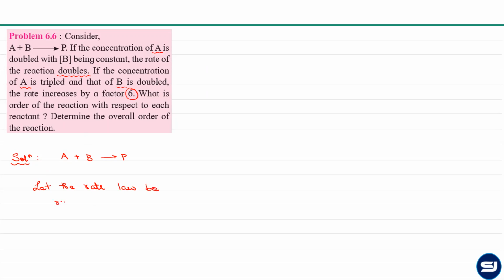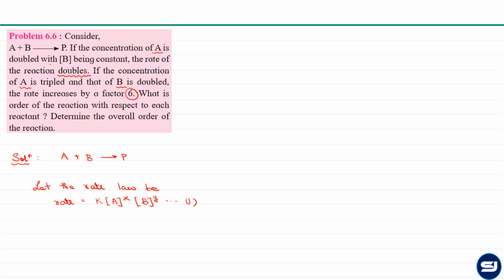कैसे लिखेंगे जनरलाइज रेट लॉ इफ आई डोंट नो द ऑर्डर? K is equal to A raised to X and B raised to Y. रेट इक्वल टू k इंटू A रेस टू x एंड B रेस टू y. ठीक है, ये हमारा रेफरेंस रेट लॉ है. अब देखो फर्स्ट डेटा क्या बोलता है.